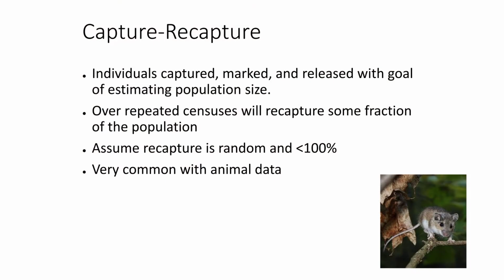Right, you marked some proportion the first time, and when you go back out and you recapture and you get those marked ones back, it's a ratio. The proportion of marked ones you get of the ones you marked is proportional to the proportion of the initial capture and the total population. Okay, so the more you do that, presumably the more information you get. There are some assumptions: it's random and it's not 100%, which usually isn't a hard assumption to meet. Obviously, you don't do it with plants.